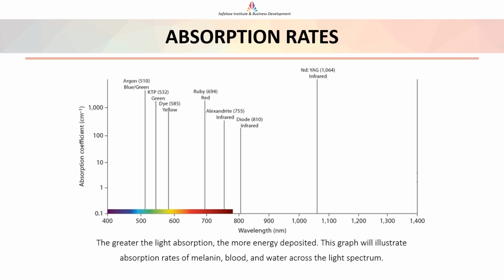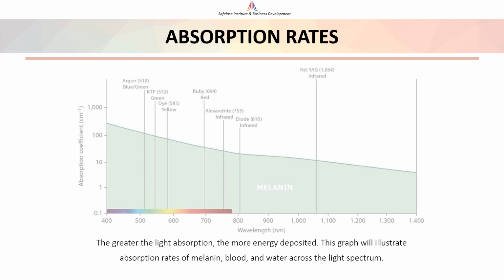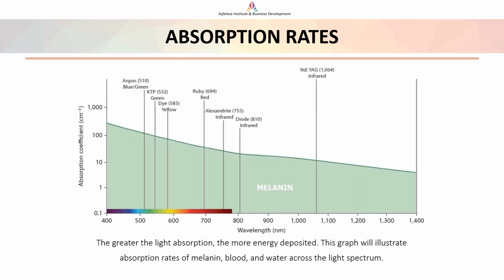We'll cover melanin absorption first. Recall that melanin is the pigment responsible for the color of human skin, hair, and eyes. It absorbs light strongly in the ultraviolet, also referred to as UV, and visible regions of the spectrum. This absorption is what helps protect the skin from the harmful effects of UV radiation by converting it into heat.